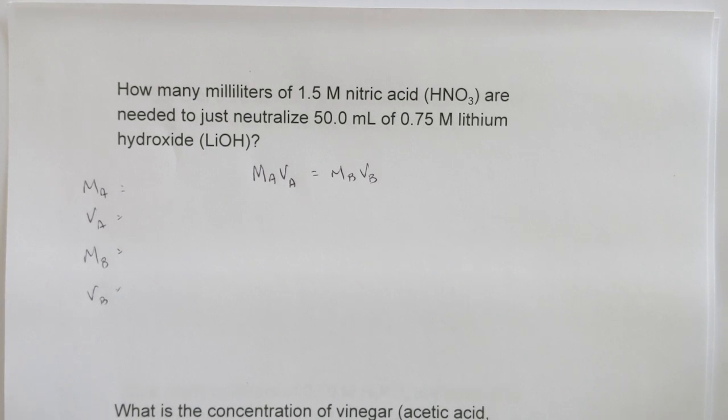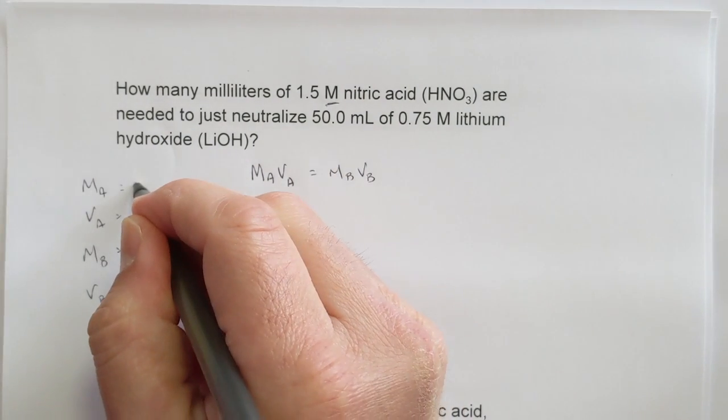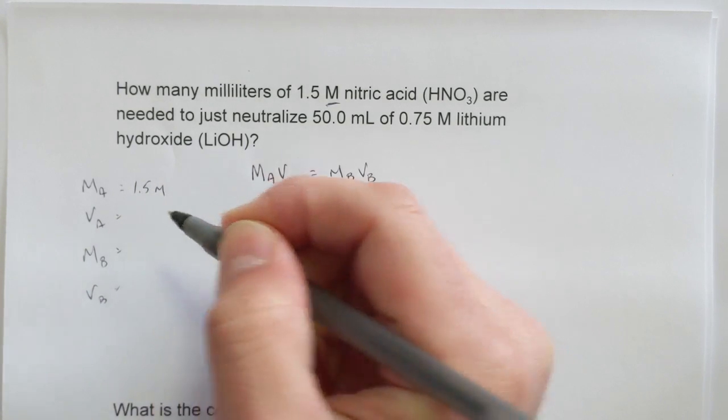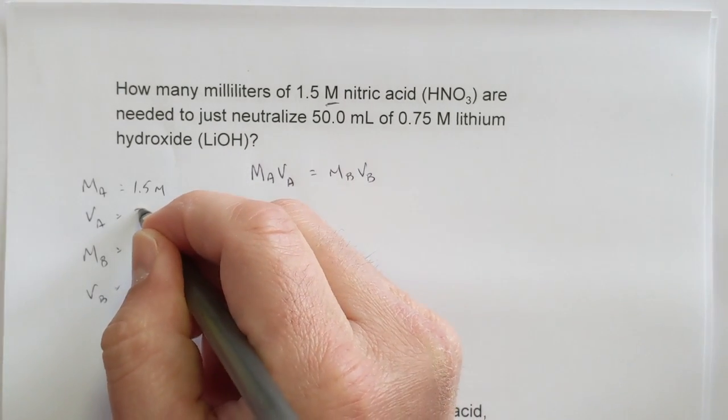So 1.5 molar nitric acid, it tells us right there, that's our acid. The capital M is the units for our molarity. So I'm going to write that down on my margin. How many milliliters of that acid? That's our unknown. What's the volume?